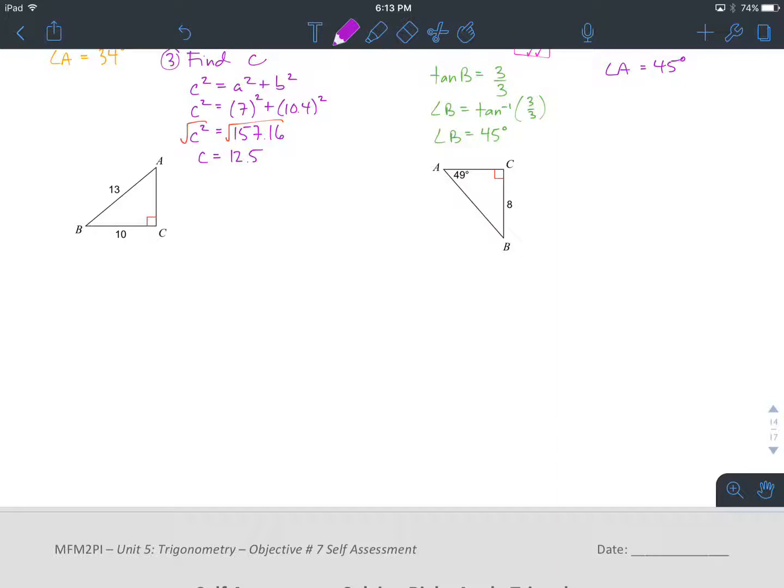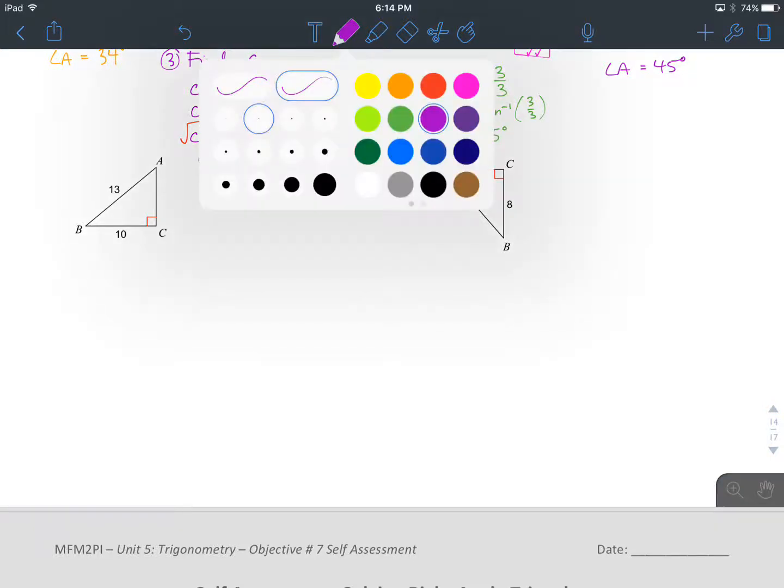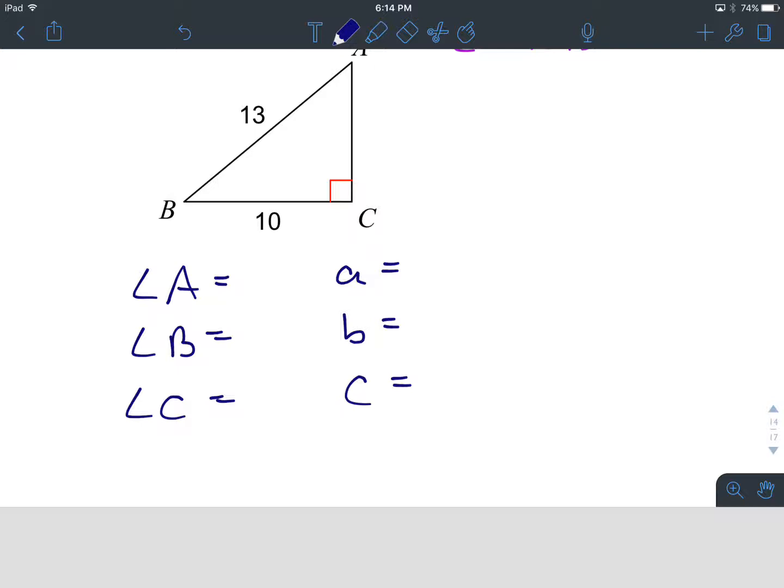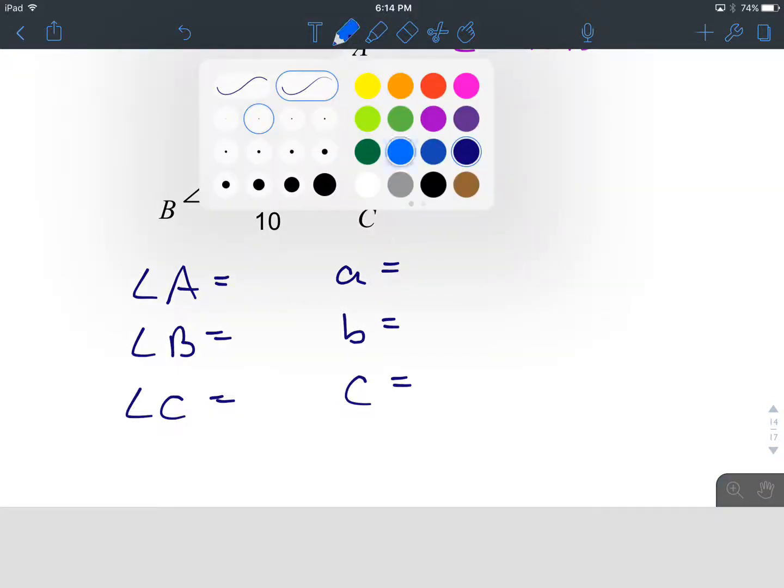This is the second part of our 7th lesson on solving right-angled triangles. So we're going to work through the last two examples now. We're going to start by creating our little table over here: angle A, angle B, angle C, side little a, side little b, side little c. And let's get down what we already know.